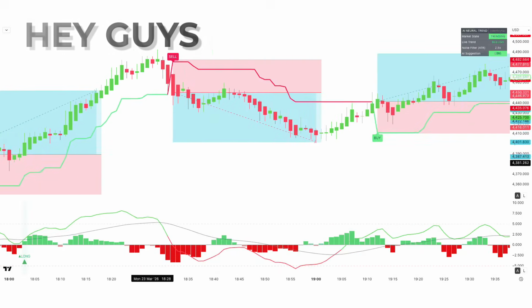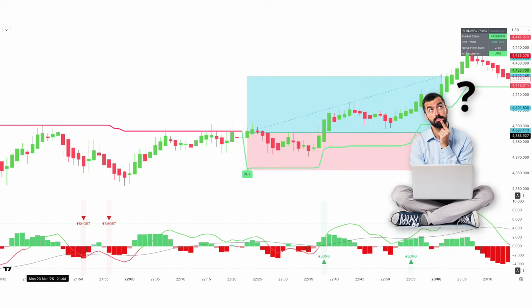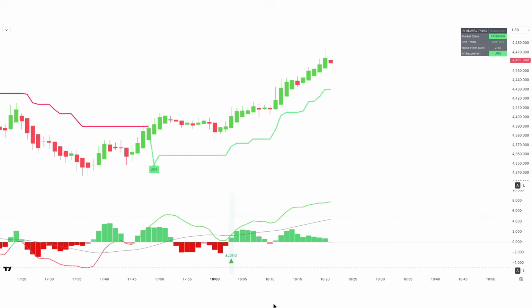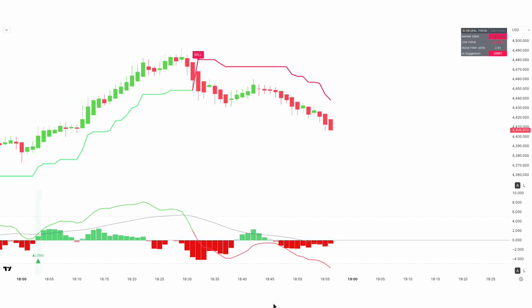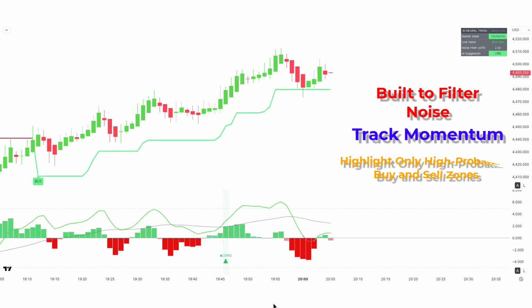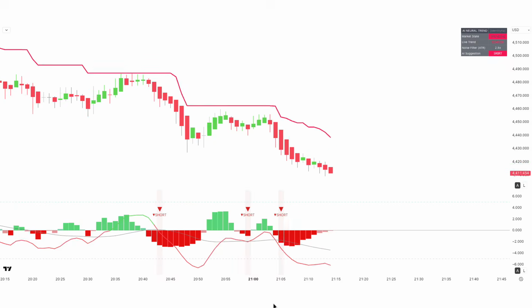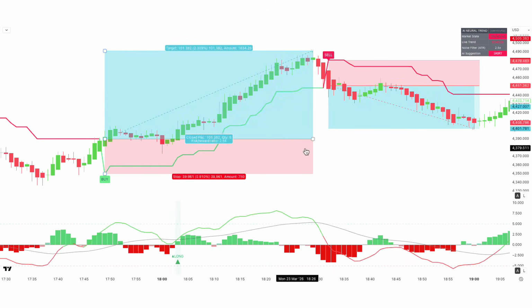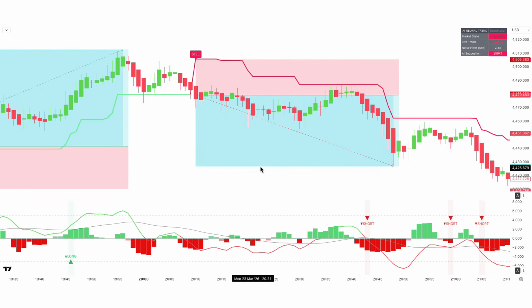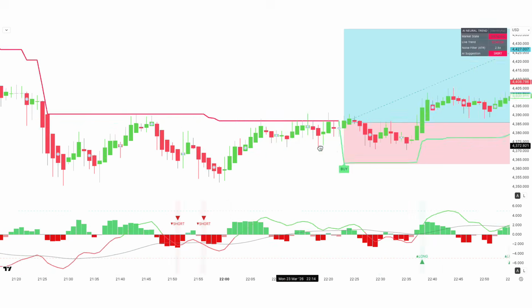Hey guys, what if I told you there's an AI strategy that doesn't guess? It reacts faster than the market itself. This isn't just another indicator throwing random signals. This system is built to filter noise, track momentum, and highlight only high-probability buy and sell zones, the kind most traders miss. Look closely. Every signal you're seeing is backed by confirmation, not emotion. No chasing, no overtrading. Just clean entries and precise exits.